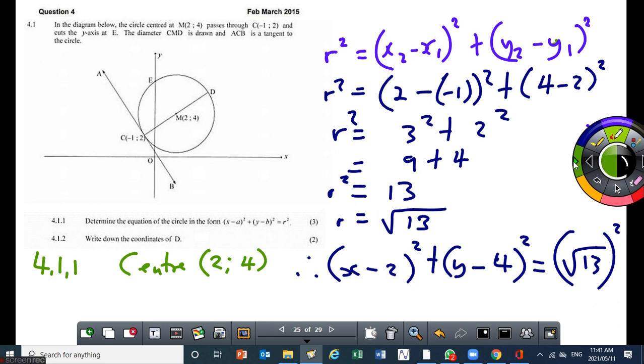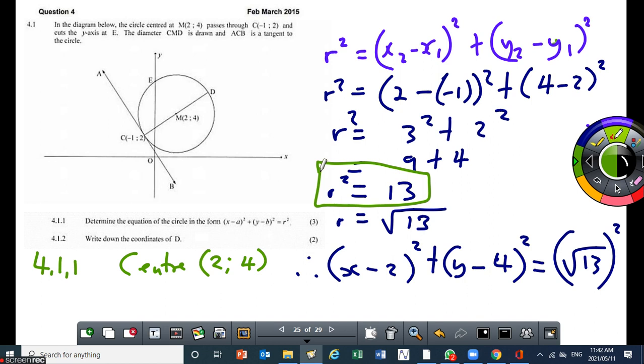I was hoping that by now you have got this already. You see here, this is r squared. So what will be the radius? The square root of 13 is the radius. 13 is the radius squared. Actually, let me write this first, then the next step underneath it you put 13. I want you to get used to being able to determine the radius if you are given the equation.